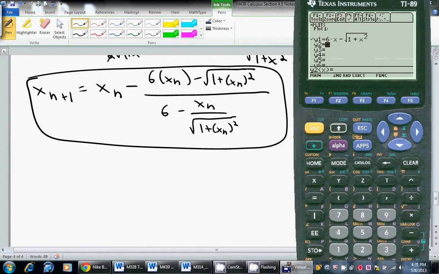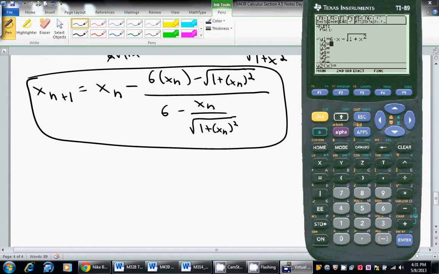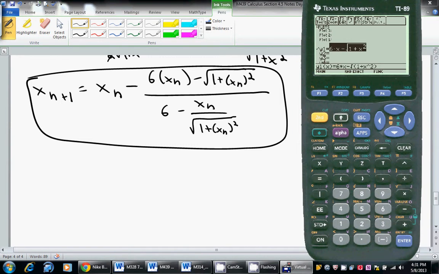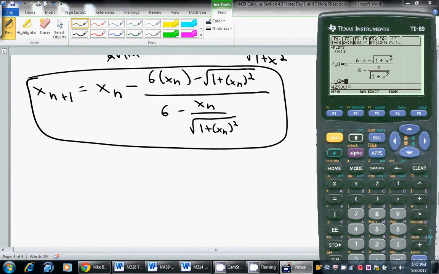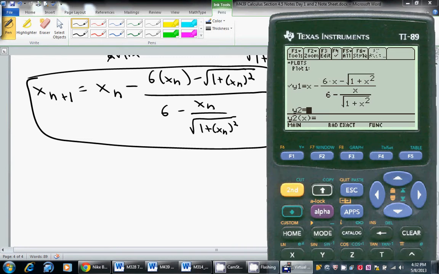Whoa, calm down, T.I. All right. Okay, so this is going to equal x minus parentheses 6x minus radical 1 plus x squared. That's my numerator, divided by parentheses 6 minus x divided by radical 1 plus x squared. Close parentheses for the radical, close parentheses for the denominator, and hit enter. And that looks about like what I got, right, where we wrote by hand.